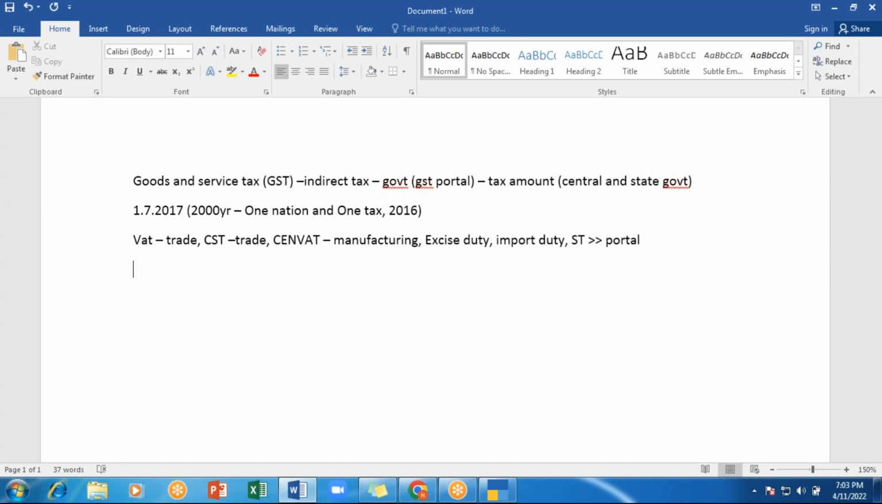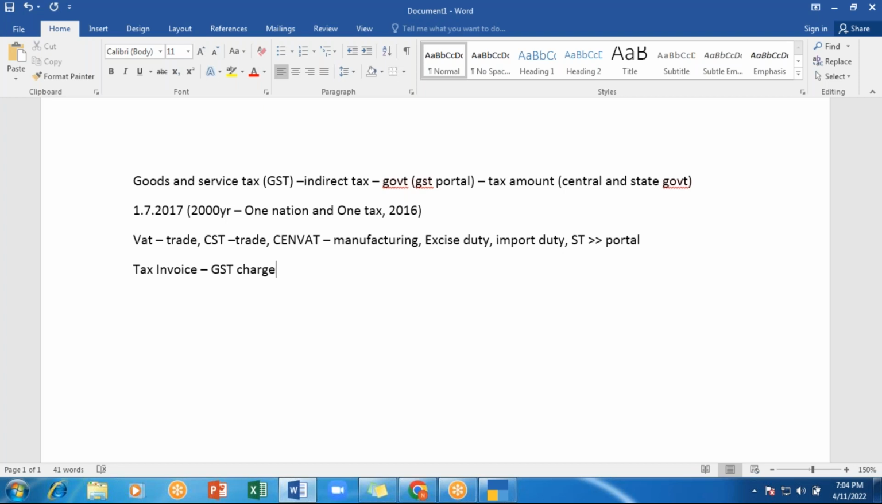Now, who has to collect, who has to give a tax invoice? Tax invoice means a person who can charge GST, that is, show the GST charges in sales invoices, can give a tax invoice. Any business, if you're selling a product or giving a service, in that case you'll be charging the tax. That is called GST.